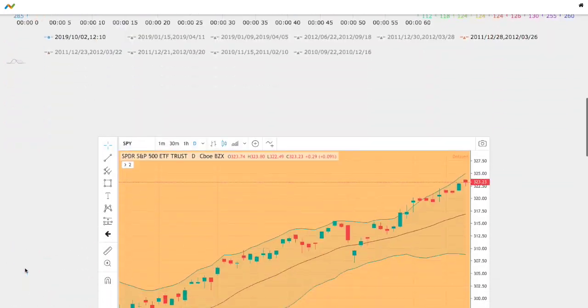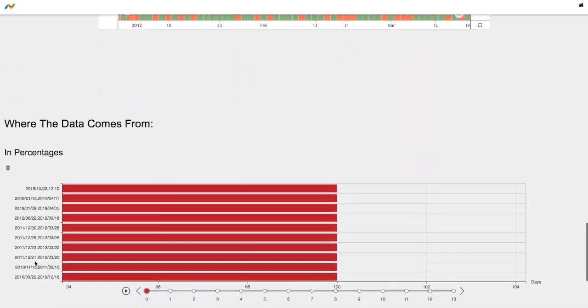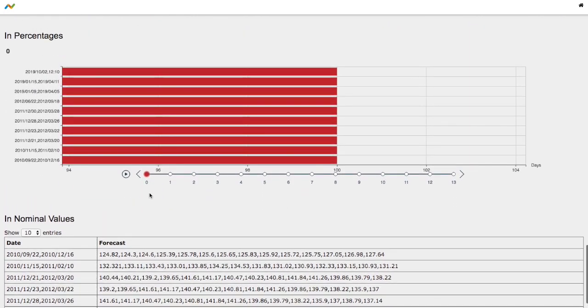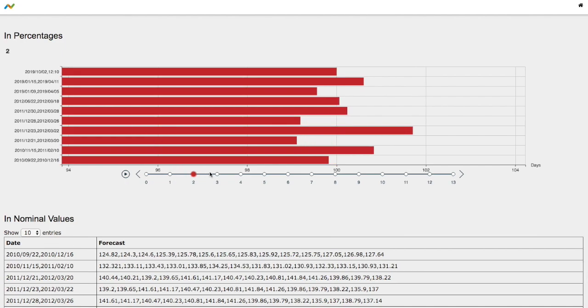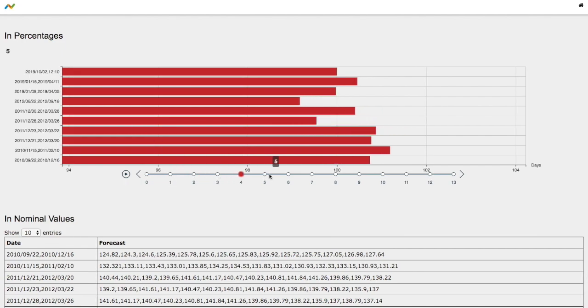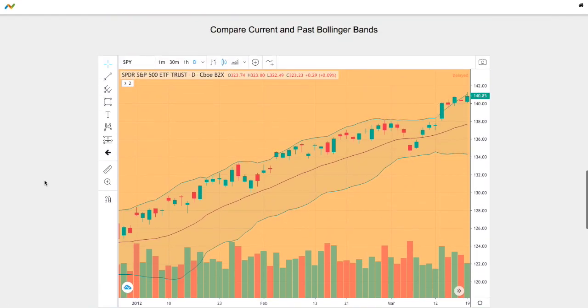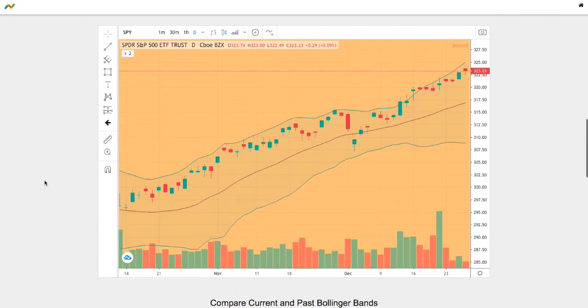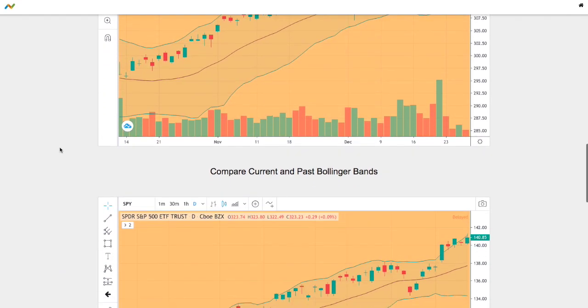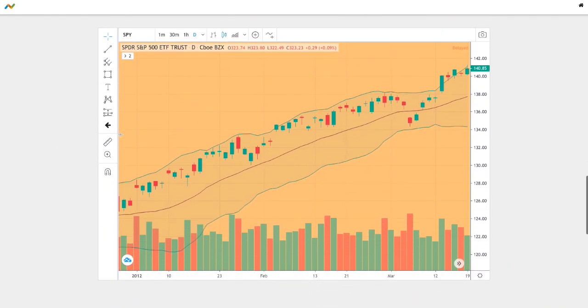So let's head to the forecast model for the S&P 500. We have 1 day out, 2 days out, 3 days out, 4 days out, 5 days out, 6 days out, and 7 days out. So which one of these models should we focus on? Ideally, the model that is the best match to the current trend. Right here we have the current trend, and below is the trend that I believe is the best match.